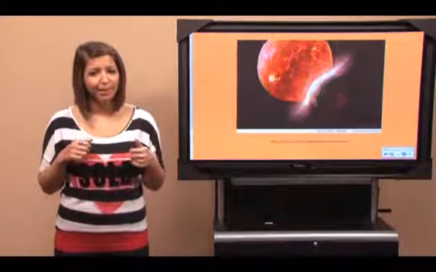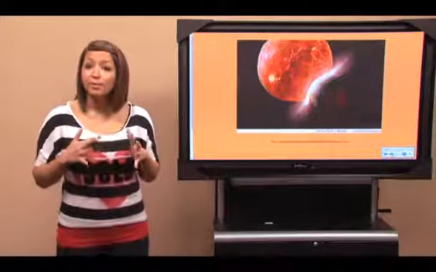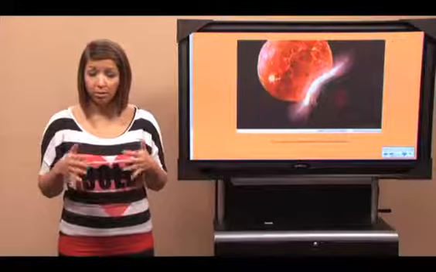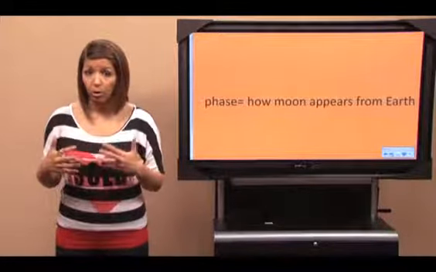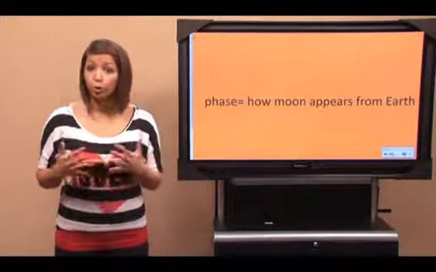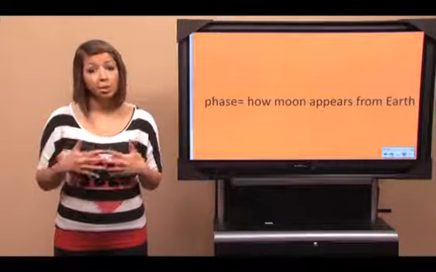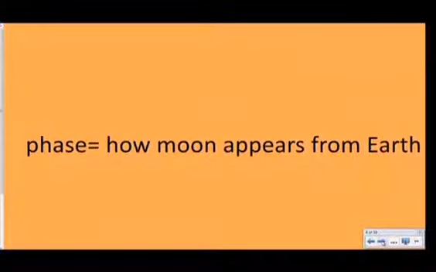Pretty awesome, right? So why is the moon sometimes full and other times you can hardly see it at all? Well, the moon goes through what is called a lunar cycle. The word lunar just means moon. And as the moon goes through its cycle, the moon takes on different phases. A phase of the moon is how it appears to us back home on Earth.